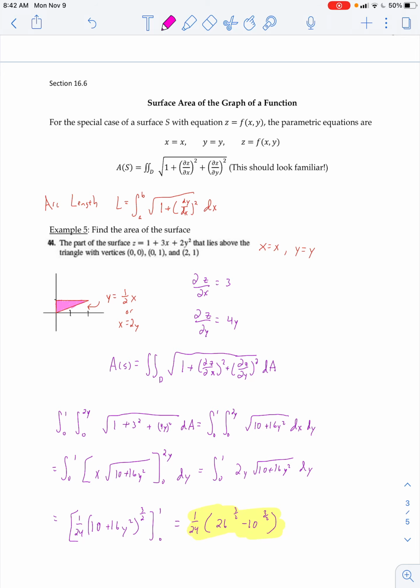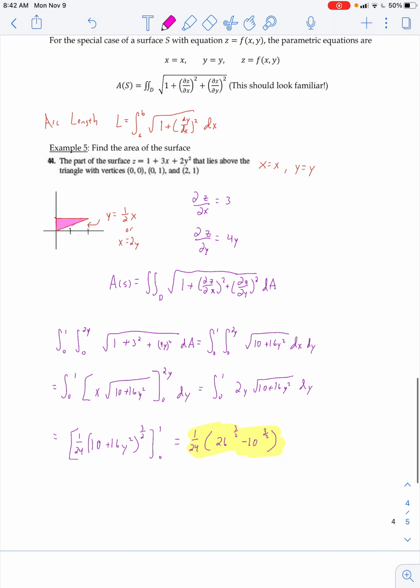Alright, so find the area of the surface. So part of the surface S, part of the surface z equals 1 plus 3x plus 2y squared that lies above the triangle with vertices (0, 0), (0, 1), and (2, 1). So what we are going to have is that x is equal to x, y is equal to y, and z is our function, so z is equal to f of x, y.